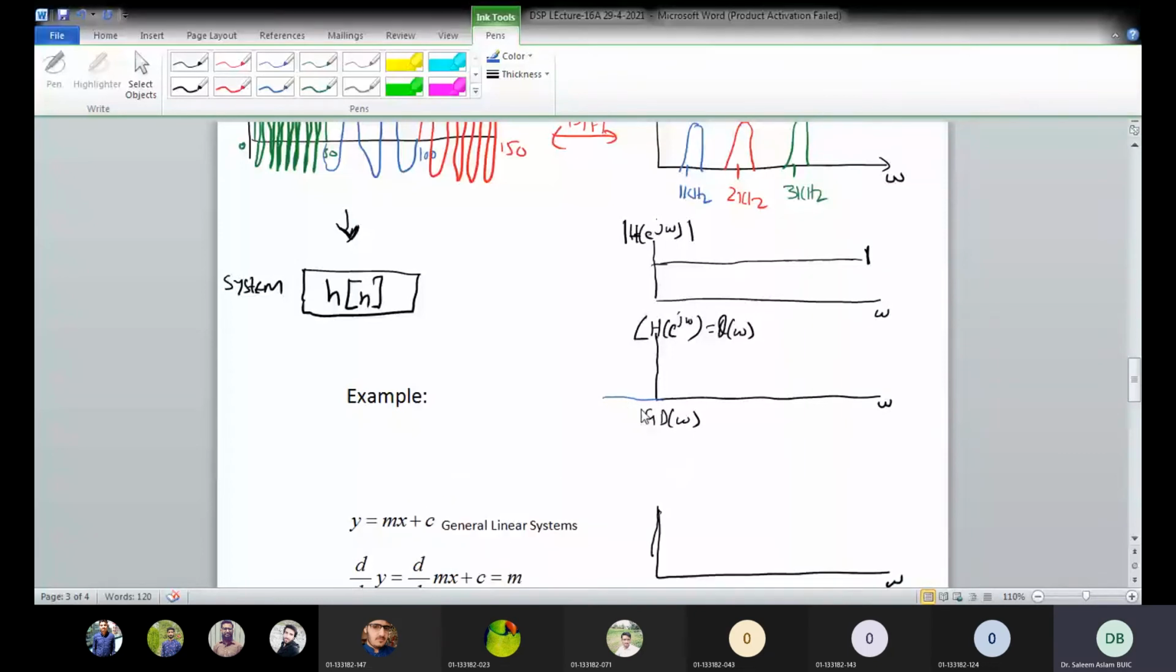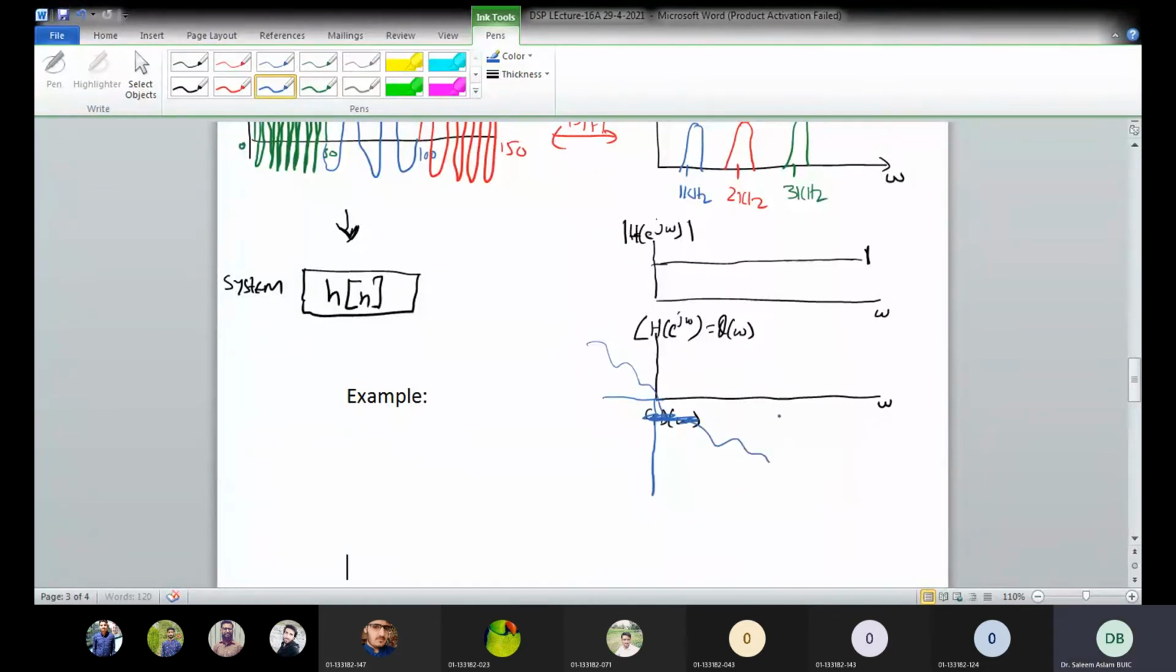So this is your phase response, and let's assume the phase response is like this. Let's assume it is not linear, it is some sort of curve like this. It is non-linear.